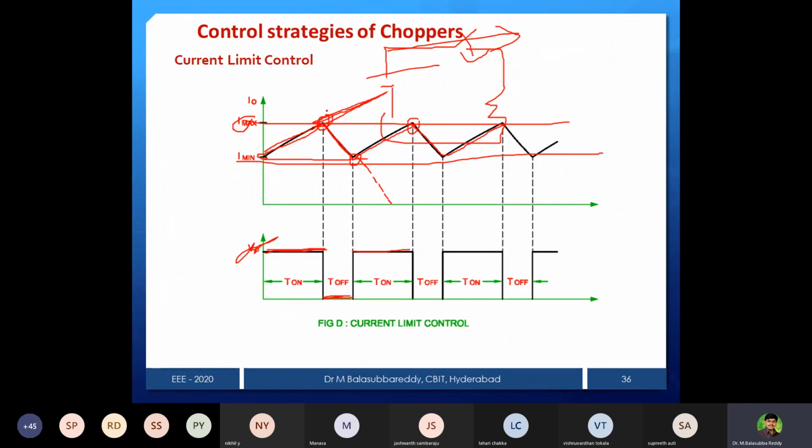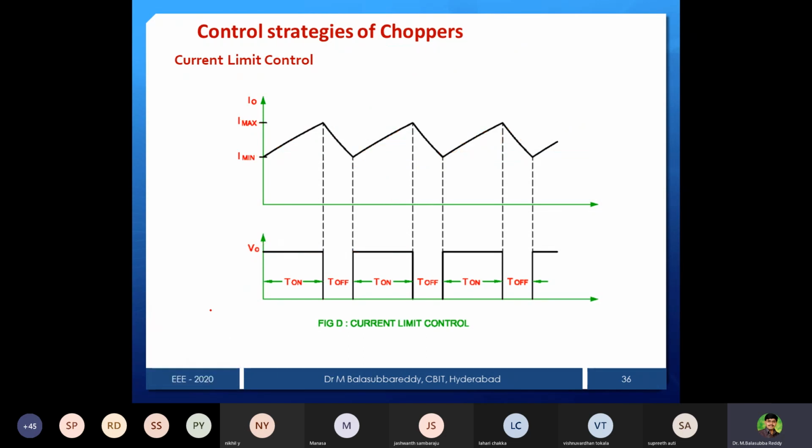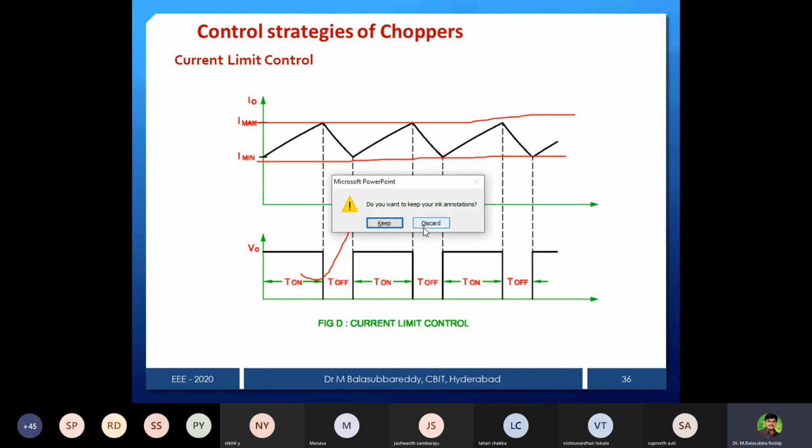This is a minimum, this is a maximum. Again it is a minimum, it is a maximum. With that you are able to get the pulses continuously. You get the average current, and it never goes discontinuous if you operate current limit control. So these are some of the control strategies. If you have any doubt, you can ask me. The next controllers we'll see next time.